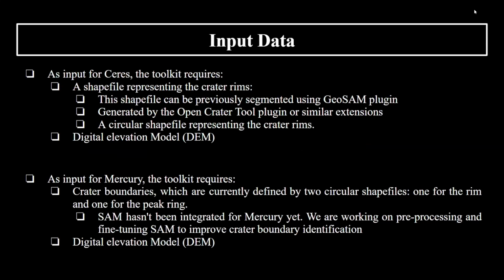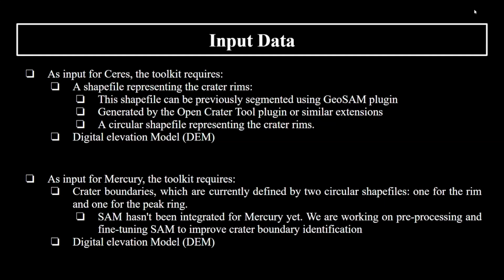I'll talk about what kind of input we need for the toolkit. The idea behind this toolkit is to make it accessible and easy to use. For that reason, we designed the input requirements to be simple. So for Ceres, what we need is basically a shapefile representing the crater. The shapefile can be fully segmented using the GeoSAM plugin, and this is the better way to do it. But we can also generate the shapefile with some other extension, such as the OpenCrater2 plugin for QGIS, or you can make it manually using a circular shapefile representing the crater. It also needs the digital elevation model.